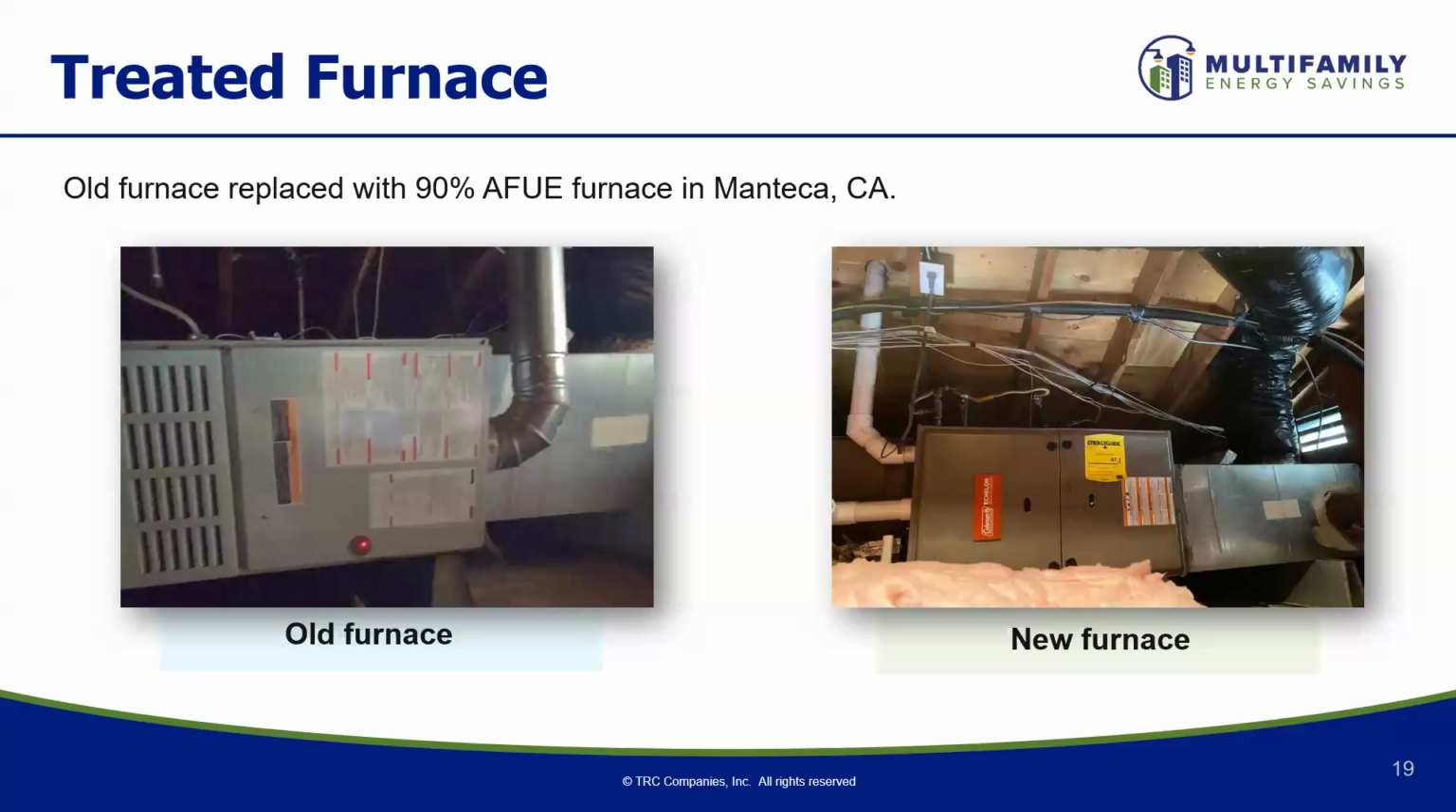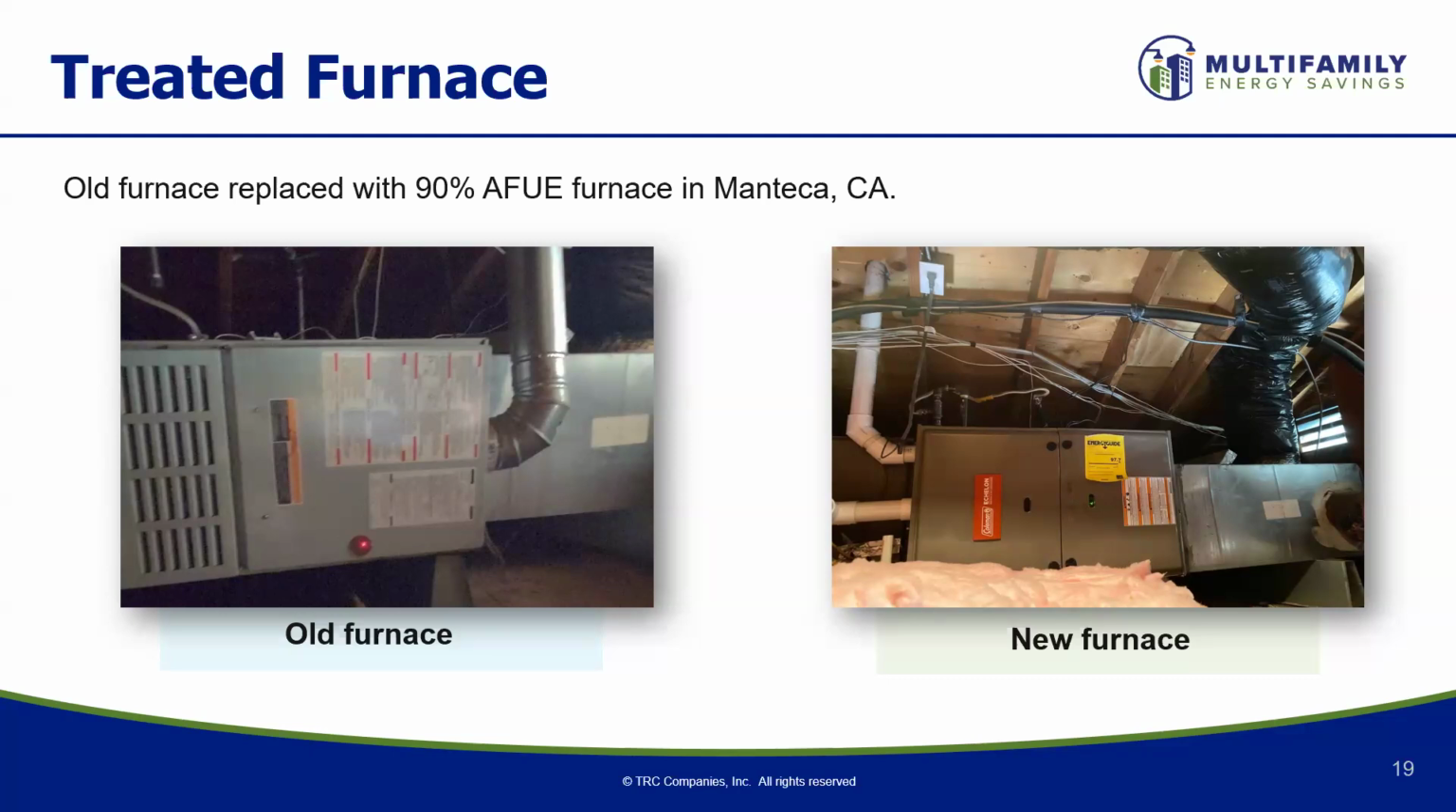So you see here we have some treated furnaces. On the before, on the left, we have a non-condensing lower efficiency model. You can tell a lower efficiency furnace from the other: on the left we have a metal flue, and on the right, we have a high efficiency condensing furnace.